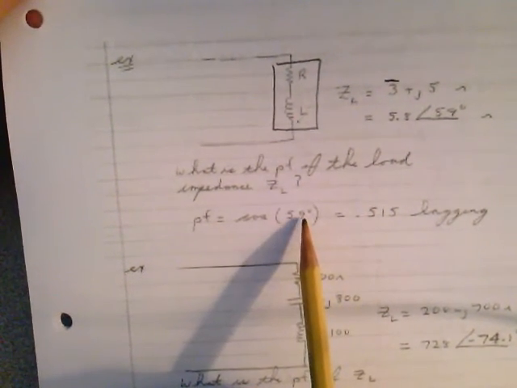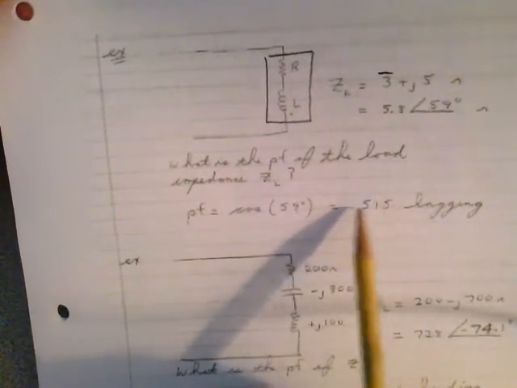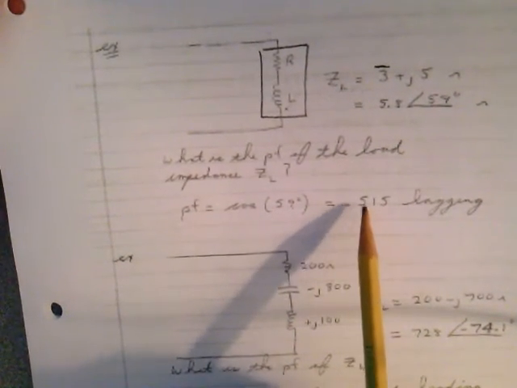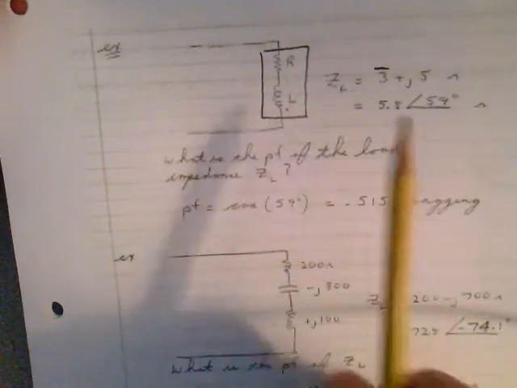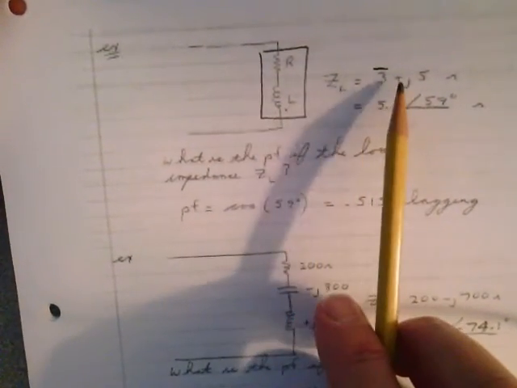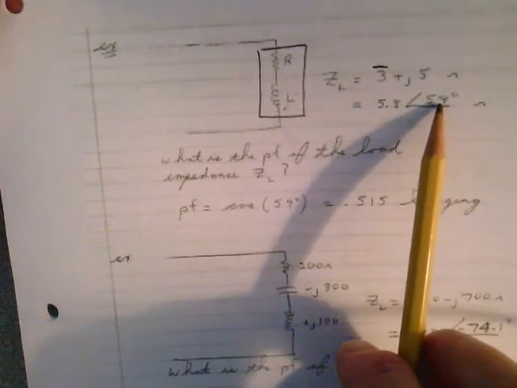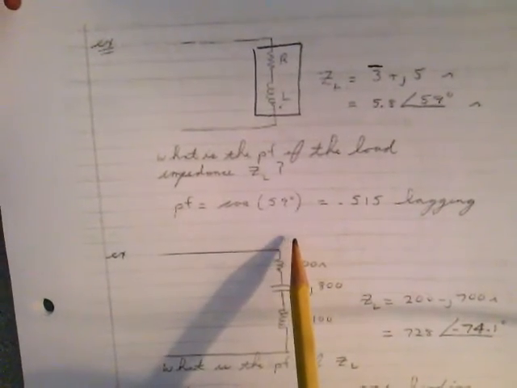And it isn't good enough to just say 0.515. That's not the correct answer. You have to say 0.515 lagging. Because if that was a capacitor with a minus j5, you would get minus 59 degrees and your power factor would still be 0.515. So you'd have to say leading. But in this case, there's your answer.